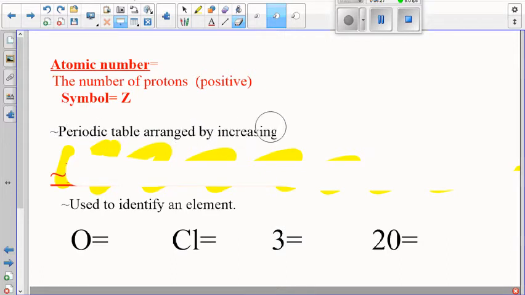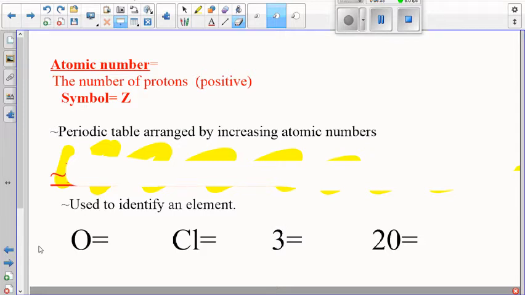The periodic table is arranged by increasing atomic number. So you'll notice the very first element has one proton. The second element has 2 protons. The third element has 3 protons. The order of the periodic table was determined by the atomic numbers of individual atoms. This is the most important piece of information about any atom, its atomic number. Now this one, you better write down in big letters or put stars around it or highlight it, whatever. But this is very important.